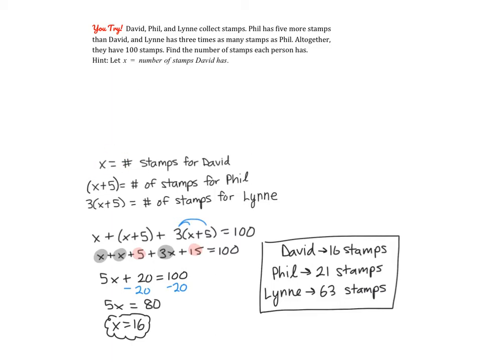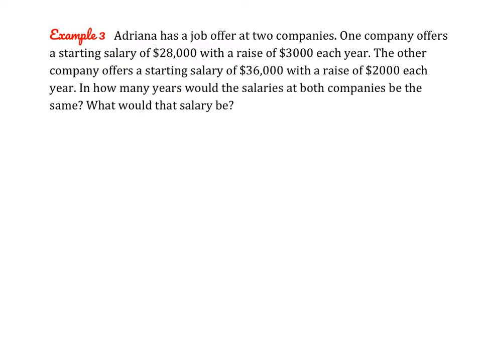So now that we've defined our variables and we know how to describe how many stamps each person has, we can use the fact that altogether, meaning the sum, is 100 stamps. So we add up the 3 and it should equal 100. From here it's just a matter of solving, but then be careful, we need to find how many stamps each person has. So David is represented by X, which is 16. Phil is going to have 5 more than that, which is 21. And then Lynn has 3 times however many Phil has, so 63.